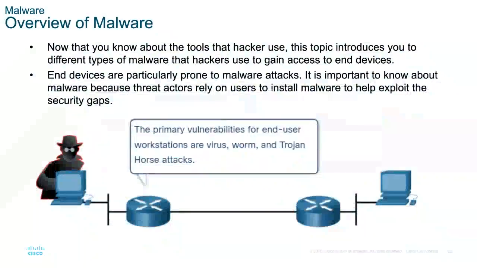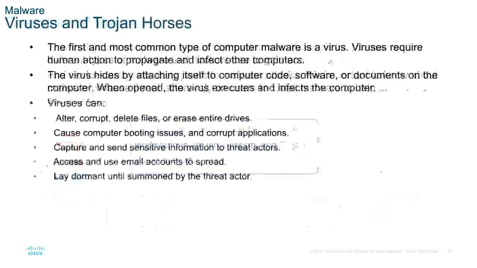So malware is the general term used to incorporate all the different types of attacks. This is anything that can be installed to help exploit the system. So viruses, worms, trojans, all of these types of things are under the general heading of malware. So what's the difference between viruses and Trojan horses?